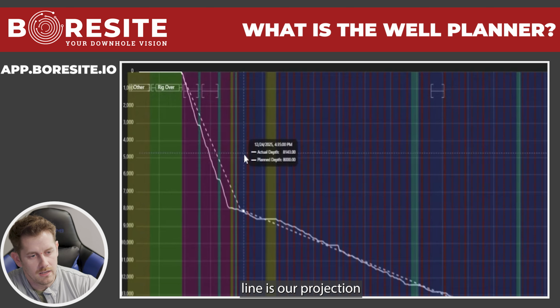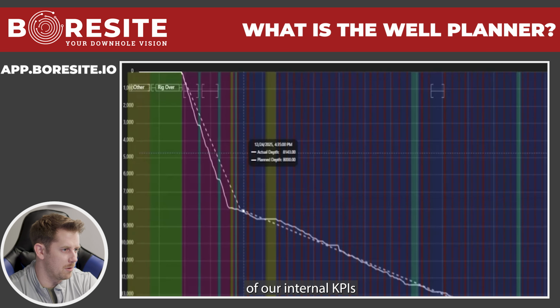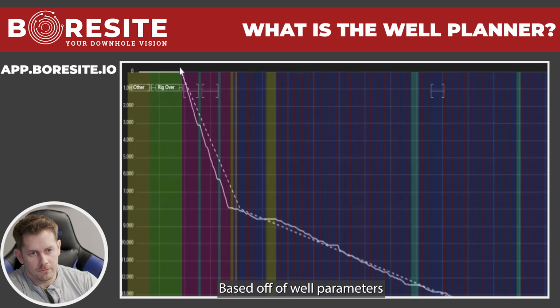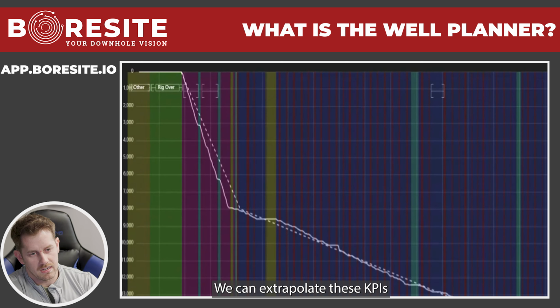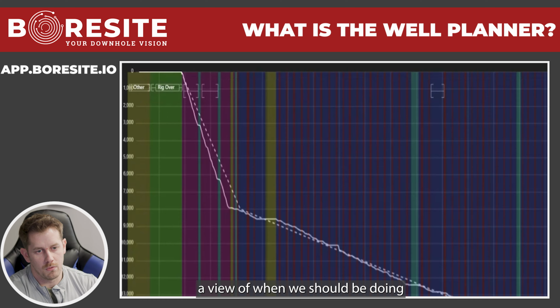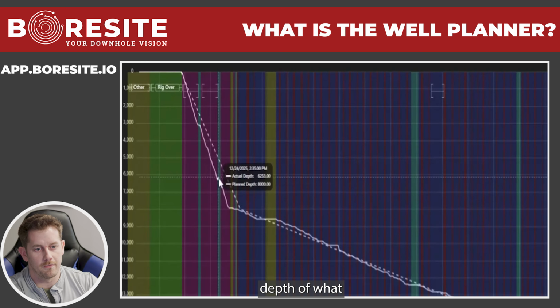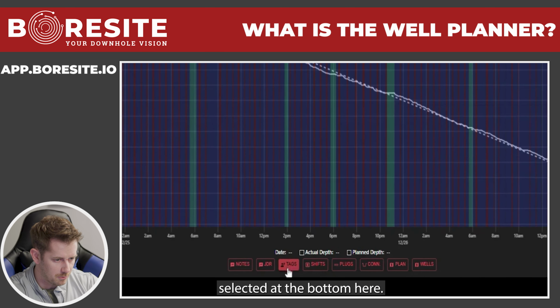This dotted line is our projection of how long the job should take based off of our internal KPIs or KPIs set by our customers. Based off of well parameters such as kill plug depth and total depth, we can extrapolate these KPIs and give the customer a view of when we should be doing each phase of the job. The solid line is days versus depth of what we're actually doing based off our operator inputting data on the HMI. You can see I also have tags selected at the bottom here.